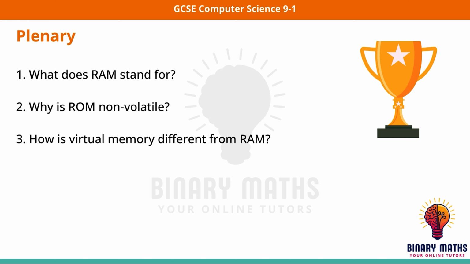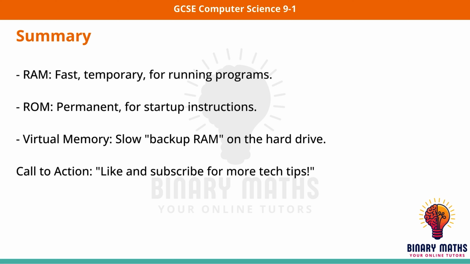Time to test your knowledge. Pause and have a go at answering these questions. So, what does RAM stand for? Why doesn't ROM lose data when powered off? Why is virtual memory slower than RAM? So RAM stands for random access memory. ROM is non-volatile. Hard drives are slower than RAM.